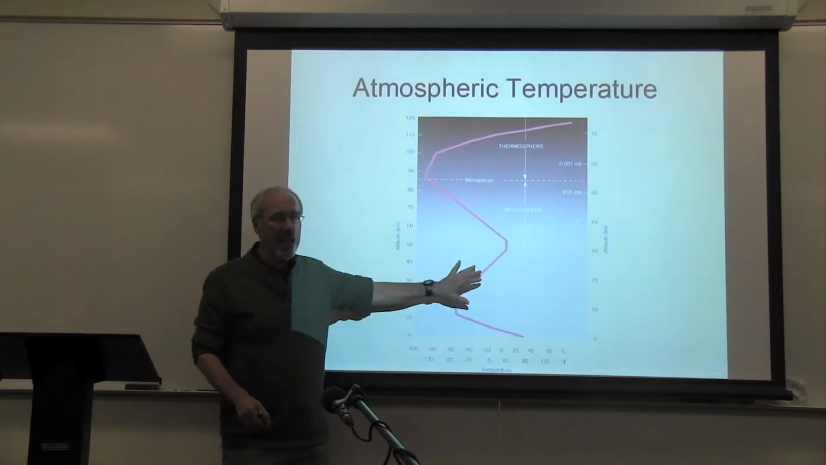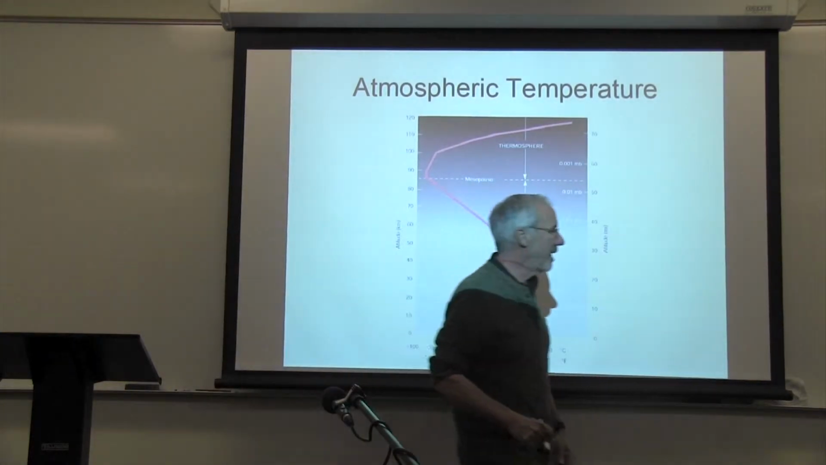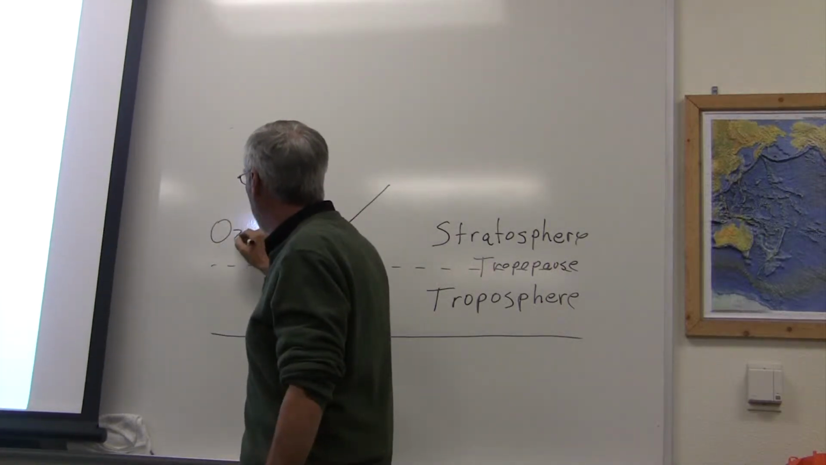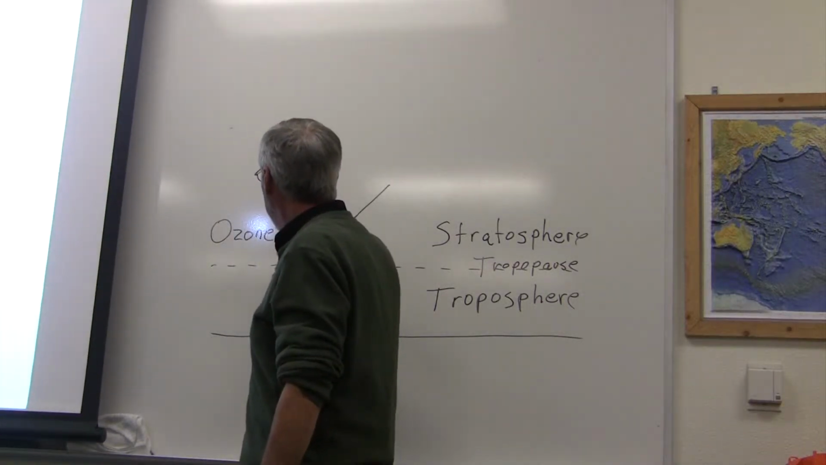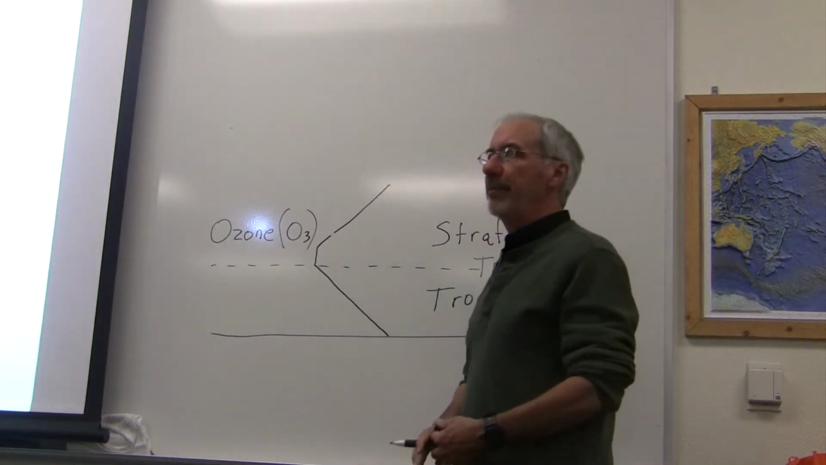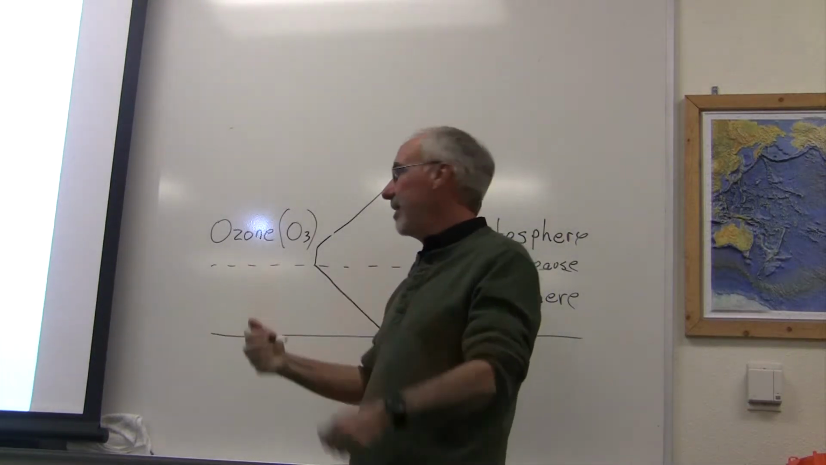Now, normally, like I say, the atmosphere is heated from the ground up. Something is going on here, and what it is, it's a concentration of a gas called ozone, and its formula is O3. Okay? Ozone. Now, what is ozone? Well, it's just 3 oxygens bonded together.